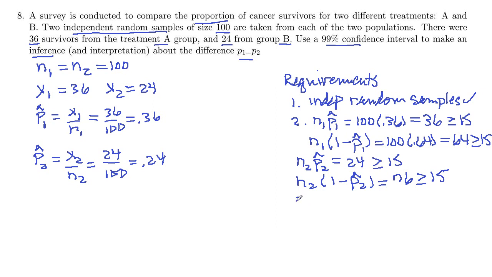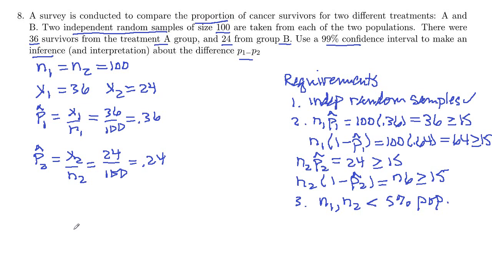The second condition, just doing these out of order, is that each sample is less than 5% of the population. So we need N1, N2 less than 5% of the population. And that's certainly going to be true. Proportion of cancer survivors, I mean, there's millions of cancer survivors.